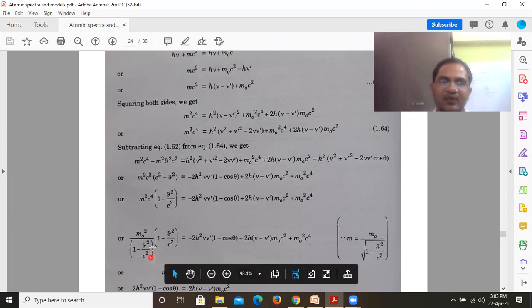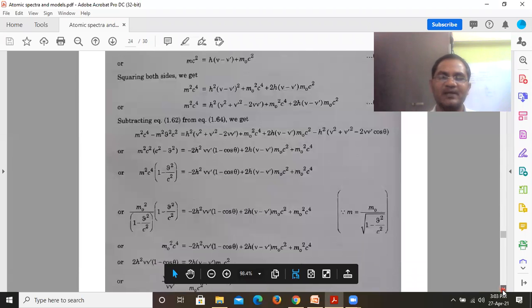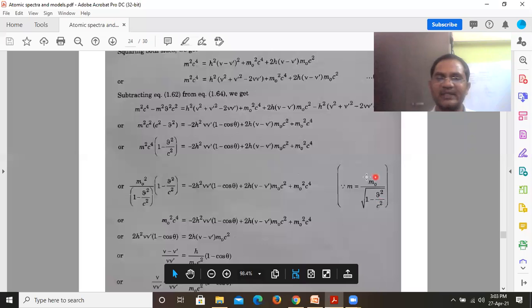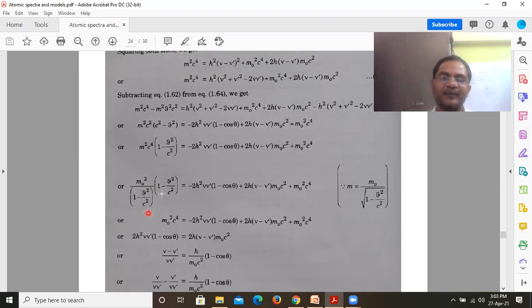Now that equal to m₀², but m is equal to relative mass m₀ by root of (1 − v²/c²). Right, sir? Then m² equal to m₀² by (1 − v²/c²). So the relative mass m, we are substituting this formula. Then m₀²c⁴/(1 − v²/c²) in bracket (1 − v²/c²) equal to RHS: −2h²νν′(1 − cosθ) + 2h(ν − ν′)m₀c² + m₀²c⁴. Okay, m₀²c⁴.